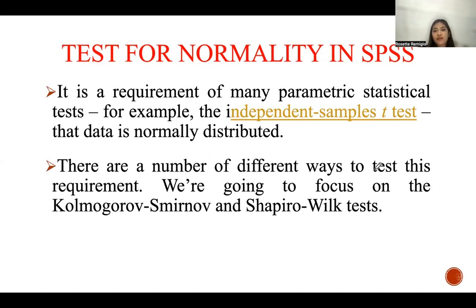It is a requirement of any parametric statistical test. For example, the independent sample t-test, the data is normally distributed. Kailangan normally distributed. There are a number of different ways to test this requirement. We're going to focus on the Kolmogorov-Smirnov and Shapiro-Wilk test.